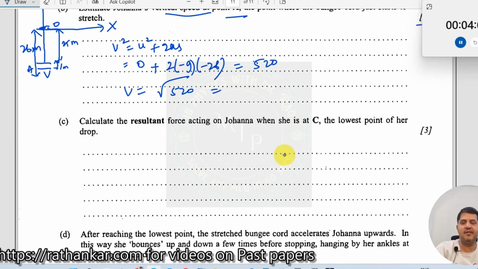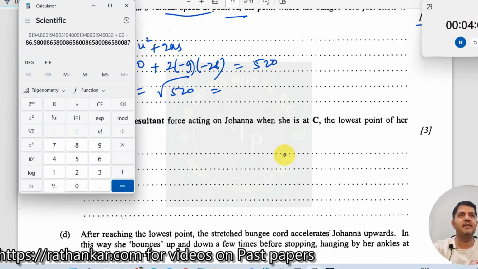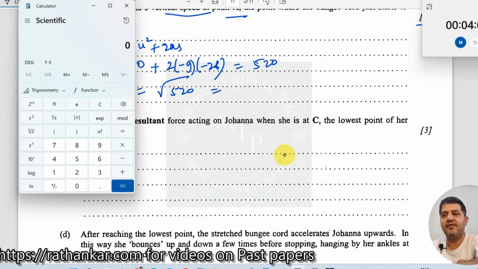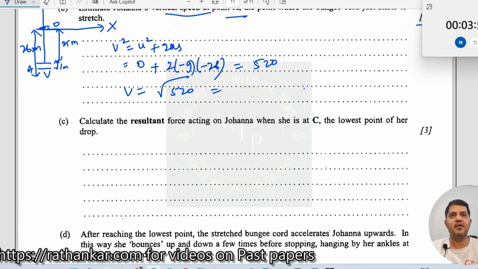Okay, let us find out what is this value. Square root of 520 will be 22.8. Okay, so the answer is 22.8 meters per second. Did we get it? Yes, 22 to 23 meters per second is the right answer.